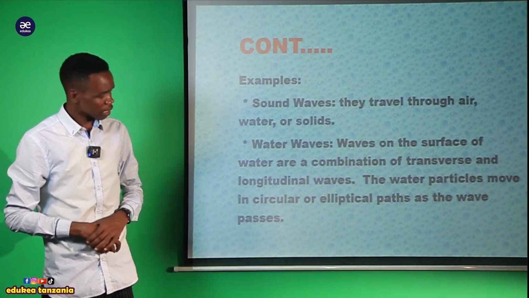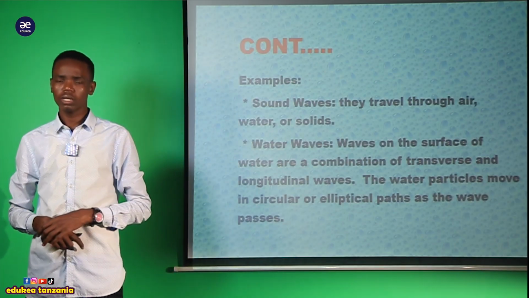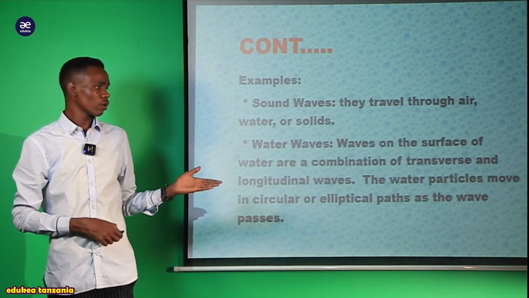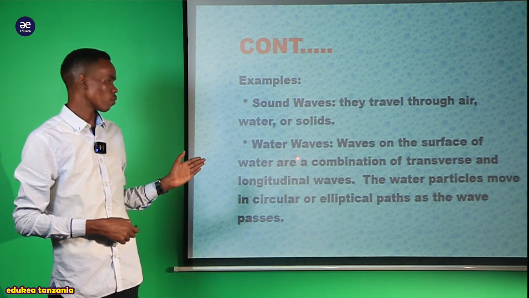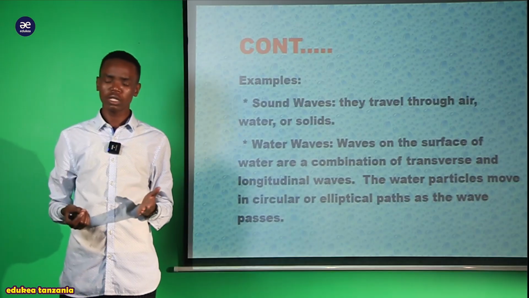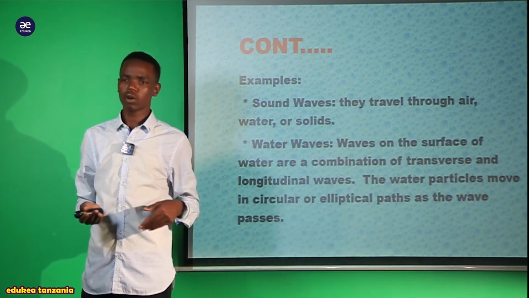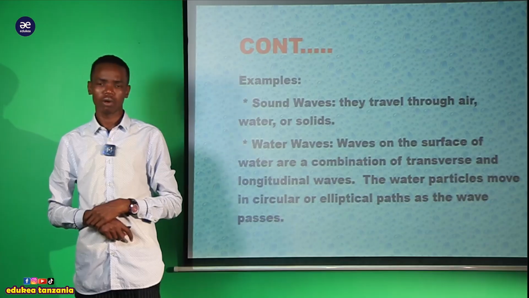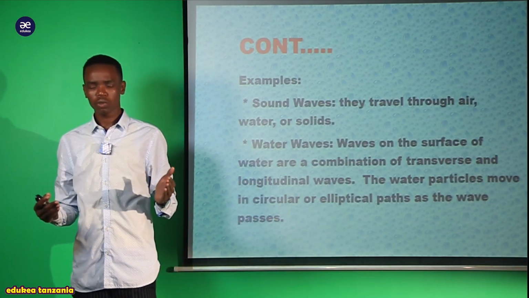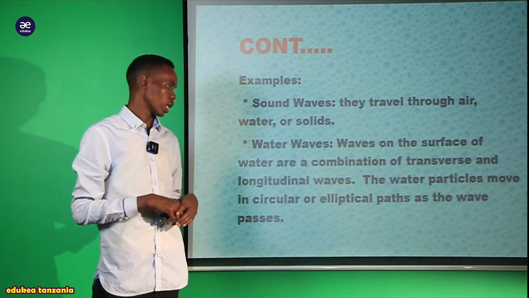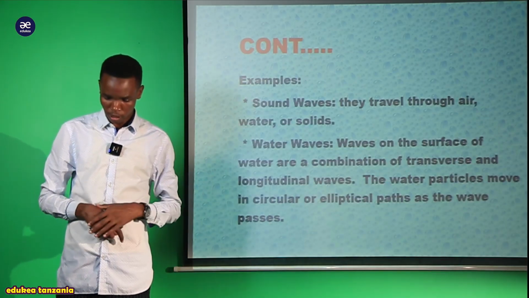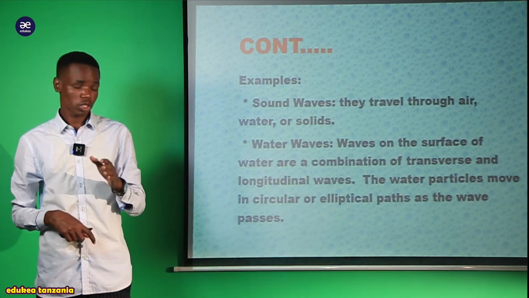Another example is water waves. As I told you, we have another example which is called water waves. We have been told that water waves are waves on the surface of water, a combination of transverse and longitudinal waves. Water waves have an ability to propagate either perpendicular to each other or parallel to each other. So there could be either transverse or longitudinal waves.